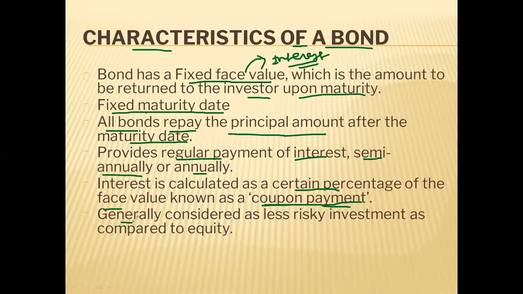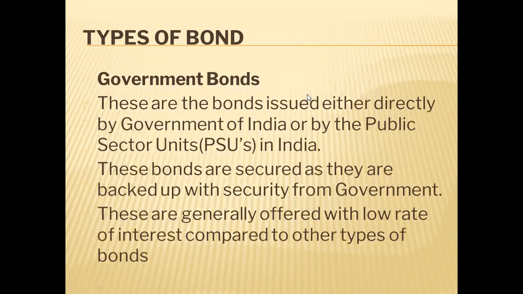Bonds are generally considered a less risky investment compared to equity. So these are the characteristics of bonds. A bond has a face value on which we calculate the interest, and interest is called coupons. All bonds are redeemable. They will pay regular interest, either semi-annual or annual. The technical name for interest is coupon. Bonds are generally considered less risky compared to equity.